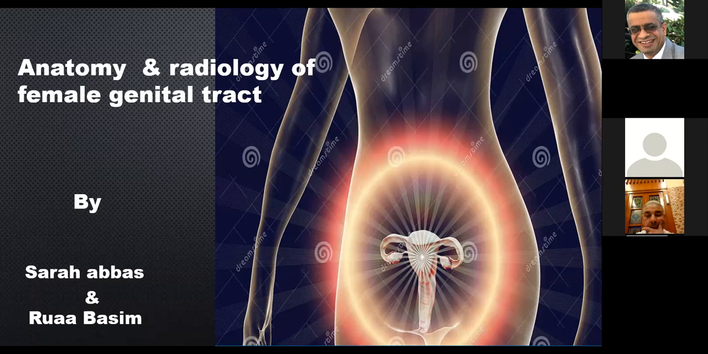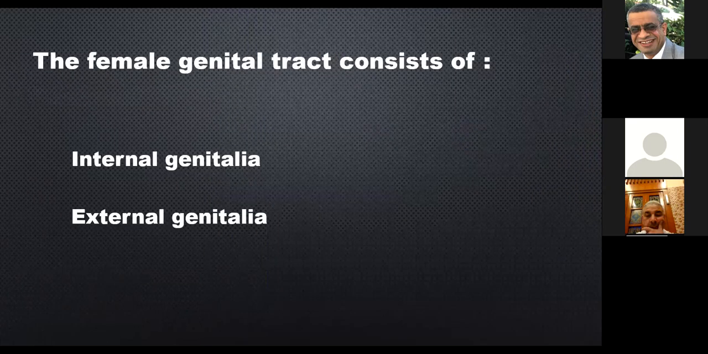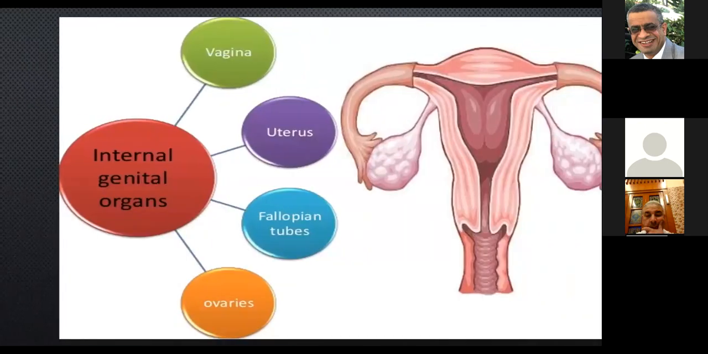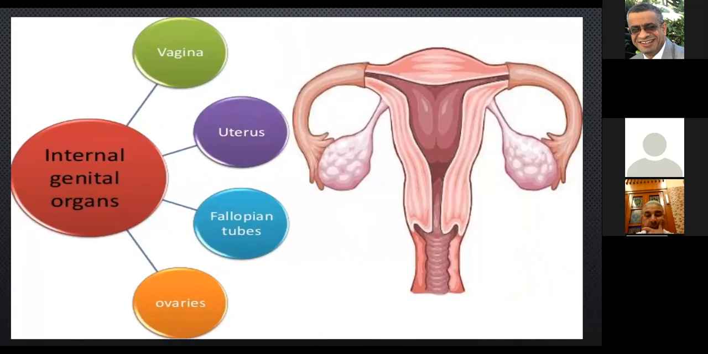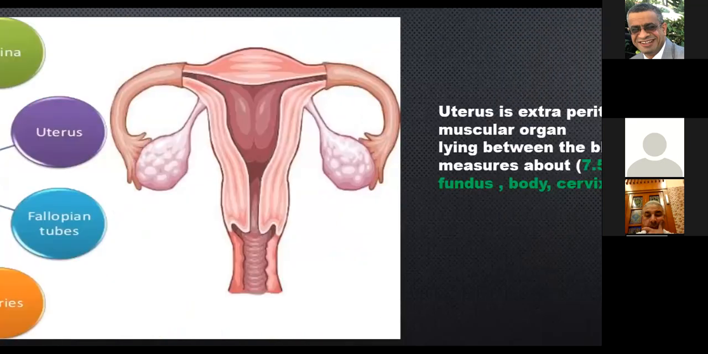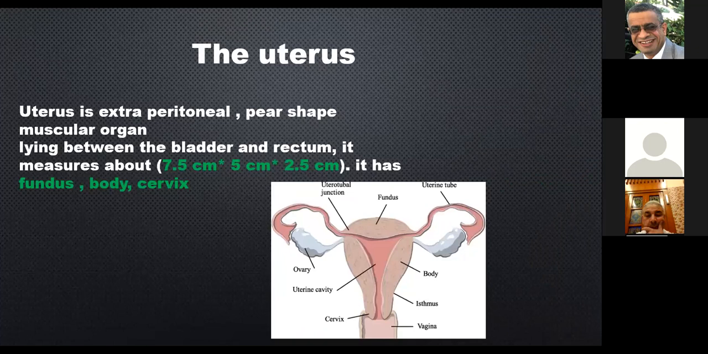Anatomy and radiology of the female genital tract. The female genital tract consists of internal genitalia and external genitalia. Regarding internal genitalia, they include the vagina, uterus, fallopian tubes, and ovaries. The uterus is an extraperitoneal pear-shaped muscular organ lying between the bladder and rectum. It measures about 7.5 by 5 cm and has a fundus, body, and cervix.